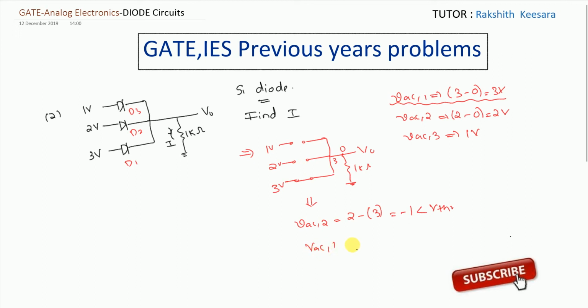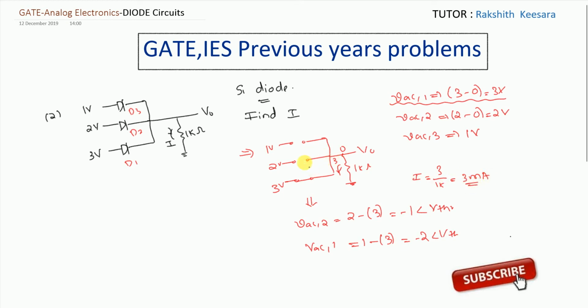And similarly across diode D3, 1 minus 3, which is minus 2, less than V threshold. Diode D3 also will remain in off position. So there is only 3 volt that will appear here. So what is the current flowing here? I equal to 3 by 1 kilo ohm, that is 3 milliampere. Very simple, guys.